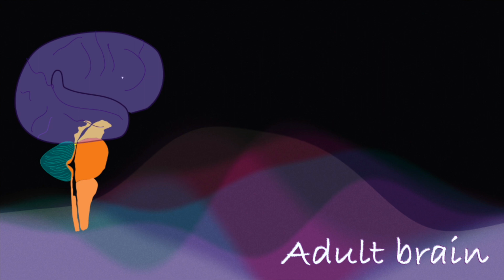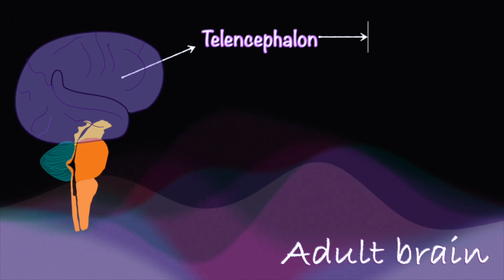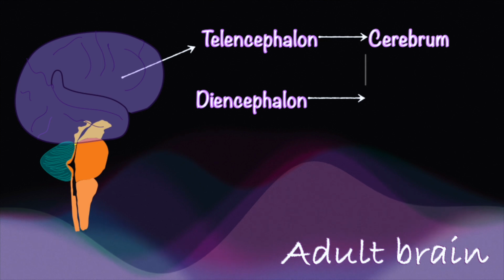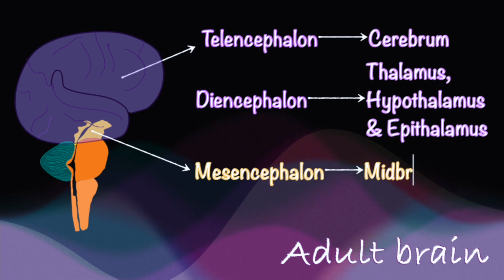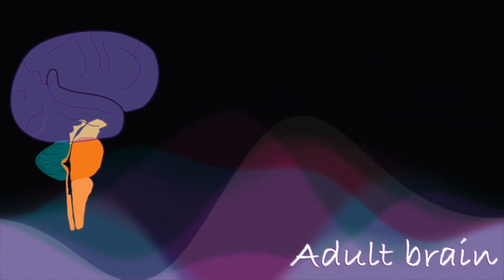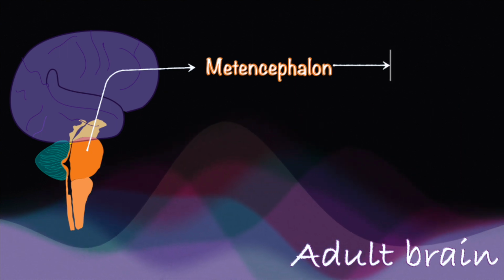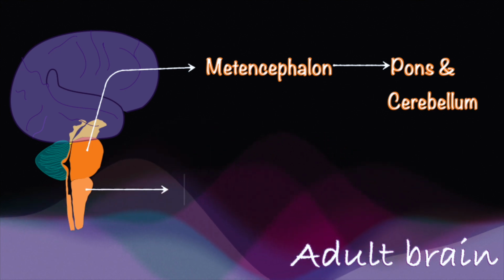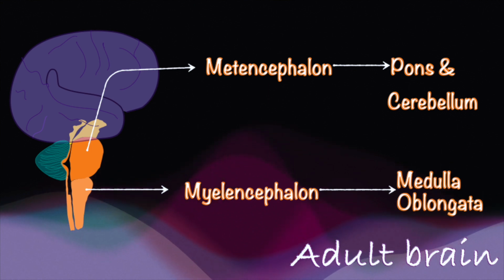So as we saw, the prosencephalon divides into telencephalon, which develops into the two cerebral hemispheres. Then we have diencephalon, which forms the thalamus, hypothalamus, and epithalamus. Mesencephalon develops into the midbrain. Then the most caudal part, the rhombencephalon, divides into metencephalon, which develops into the pons, and its posterior aspect forms the cerebellum. The rhombencephalon also forms myelencephalon, which further develops into the medulla oblongata. So we saw how these bulges develop into adult brain parts.